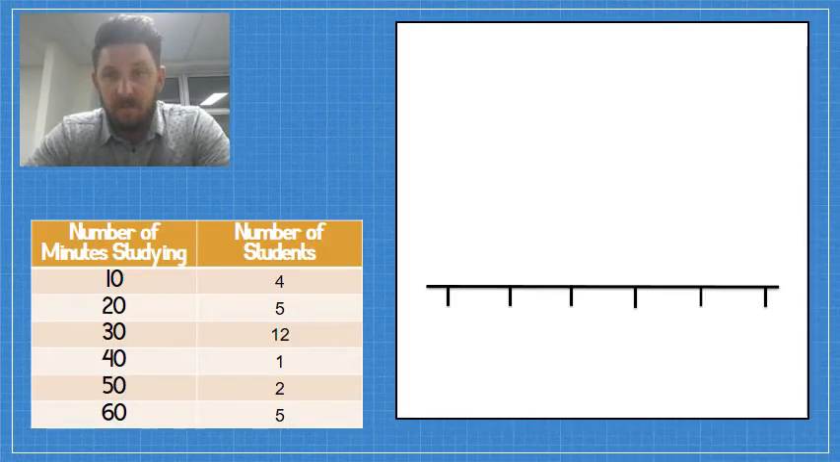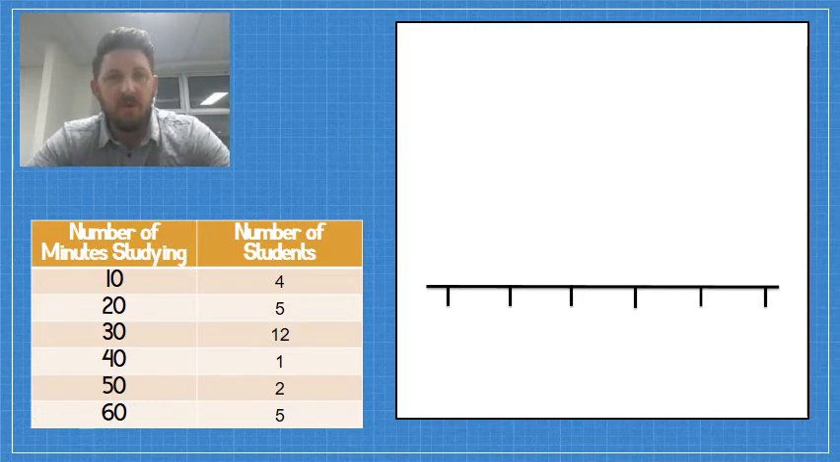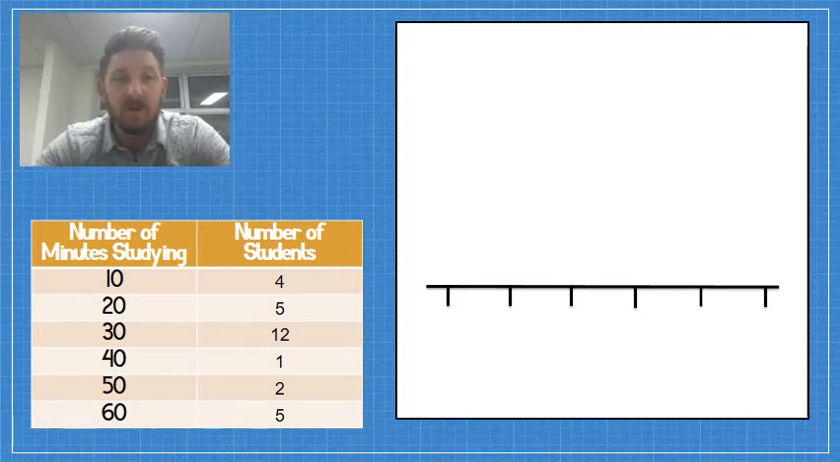Okay, gents, so we now move on and we're going to have a look at how we're going to draw this. Now, I've done another survey for you, and this time I went around and asked a whole lot of students how long they study for each night. And I gave them 6 different options, from 10 minutes to 60 minutes. And this is what my data read. 4 people studied for 10 minutes, 5 for 20, 12 for 30, 1 for 40, 2 for 50, and 5 for 60 minutes.